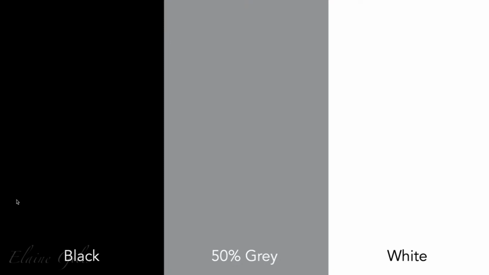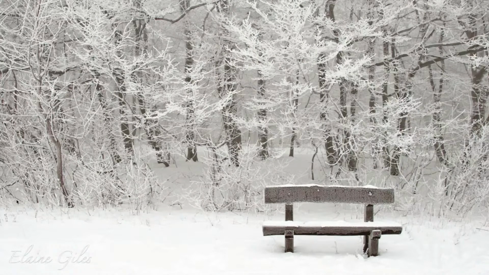We have the black block, the 50% grey block, and the white block, and they are literally just 3 blocks put on a layer. That is going to be the blend layer. Underneath it, we've got that image, and that is our base layer. So if I make the blend layer, the one with the blocks on it, overlay, this is what happens.